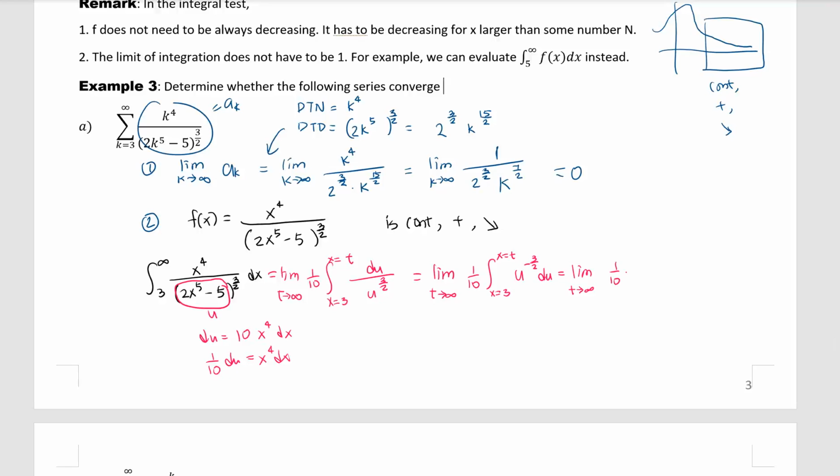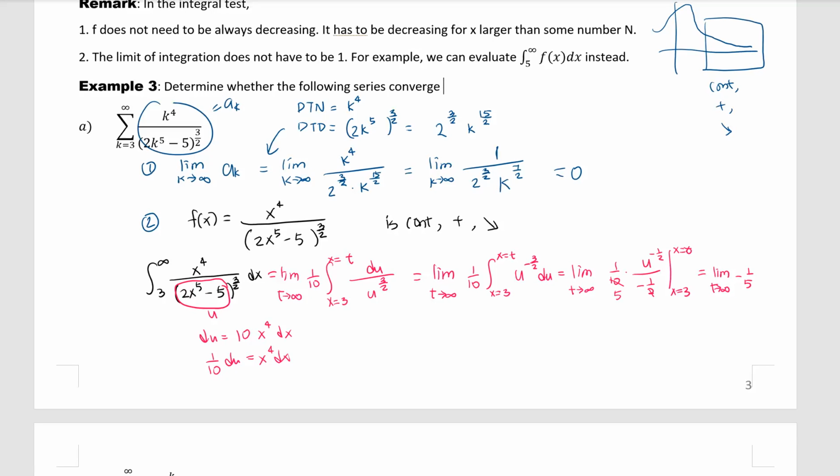We add 1 to the exponent, so we get u to the minus 1/2 divided by minus 1/2, evaluated from x equals 3 to x equals t. Here you can see 2 and 5 cancel, 2 and 10 cancel, and we get 5. So we have the limit as t goes to infinity of minus 1 over 5.